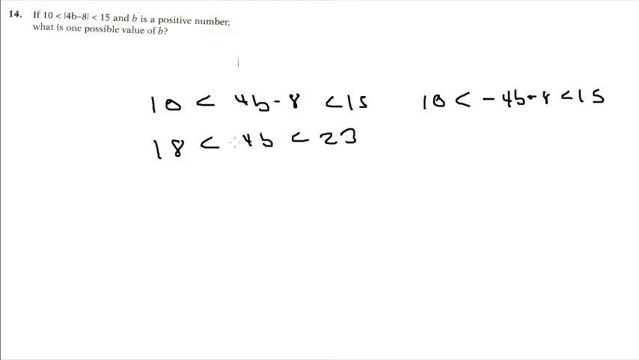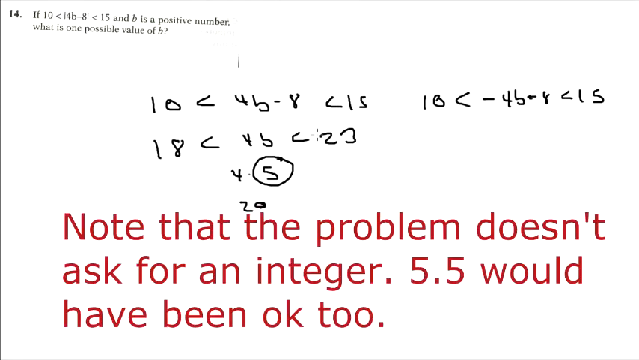So b is a positive number, so if we have 4 times 4 is 16, that's not bigger than that. 5 times 4 here, that would be 20, which does lie between the two there. So 5 is one possible value. 6 times 4 is 24, too big, so that doesn't work.